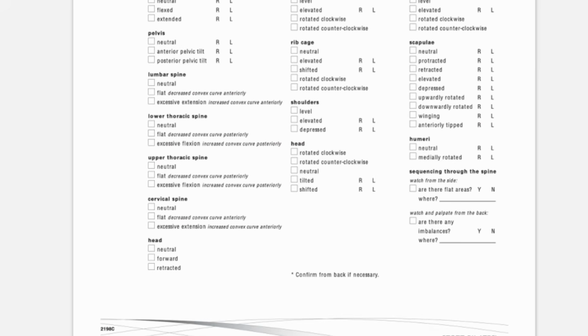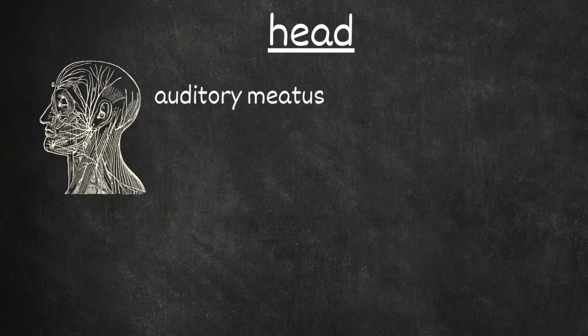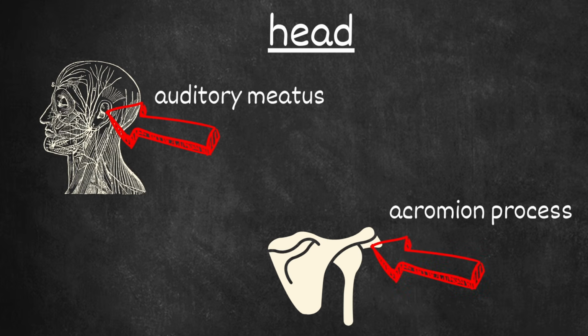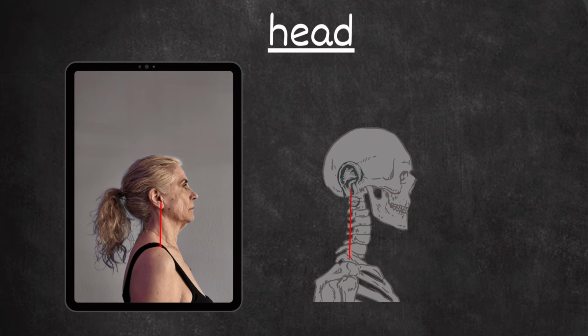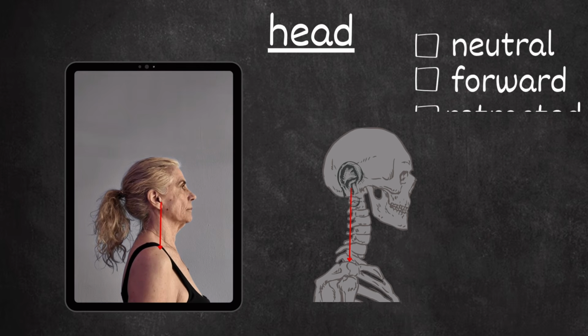The last thing we're going to look at from the side is the head. We're going to look at the auditory meatus and the acromion process and compare the two. Drawing a line, we want to see if the head is either shifted forwards, retracted, or neutral.